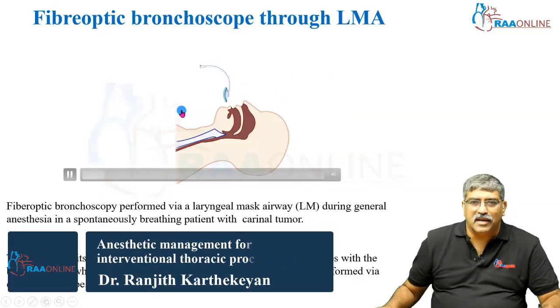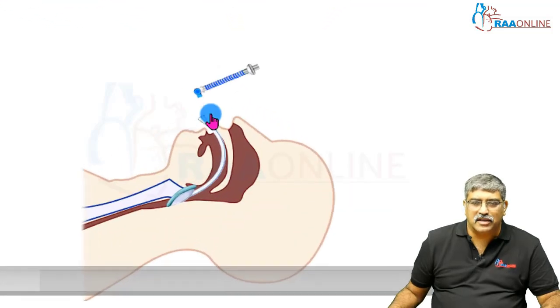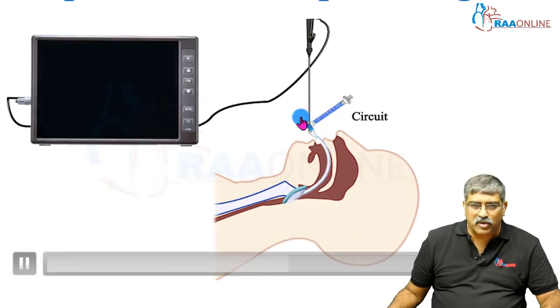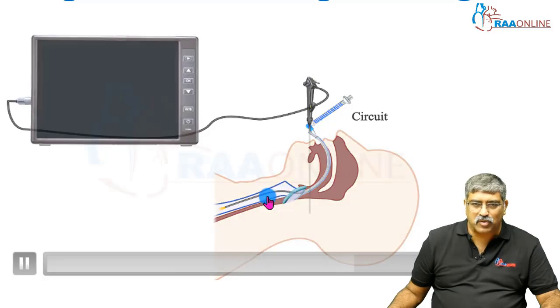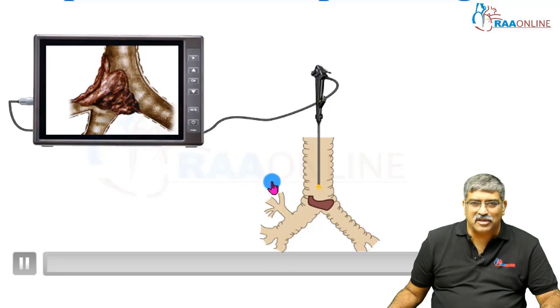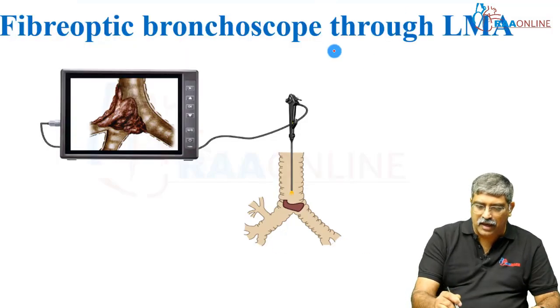Here you can see an LMA is placed in position, connected to the circuit and used for ventilation. Now a fiber optic scope is introduced through the LMA. Here you can see the fiber optic scope is passed and you have a distal obstruction at the carina, which is visualized on the monitor. This is how a fiber optic scope is done through the LMA.